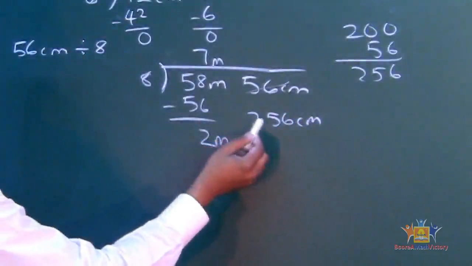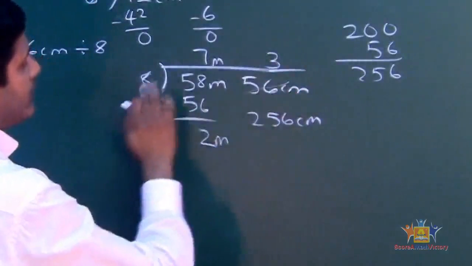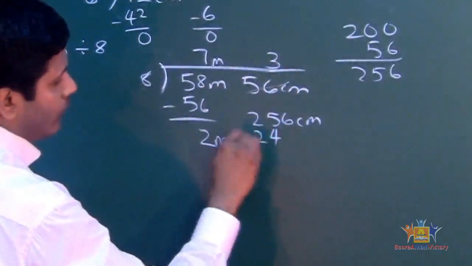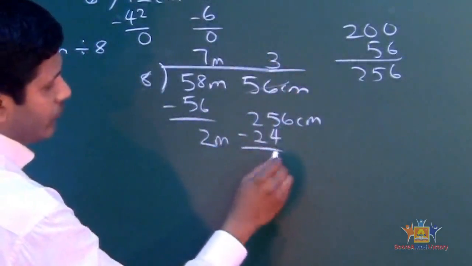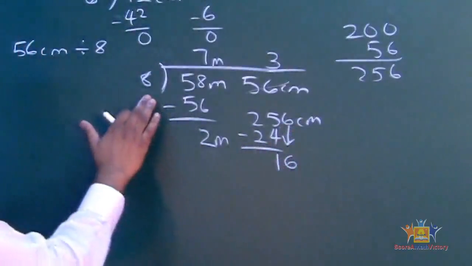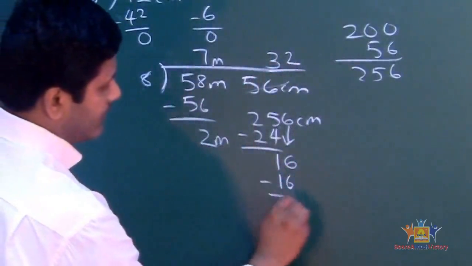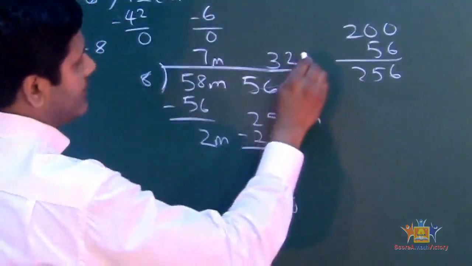In 2 there's how many? None. In 25 there's how many 8? 3, because we know that 3 times 8 is 24. 25 minus 24 is 1. 2 minus 2 is 0. Bring the 6 down. In 16 there's how many 8? 2. 2 times 8 is 16. Minus gives me 0. Now you bring the centimeter up.